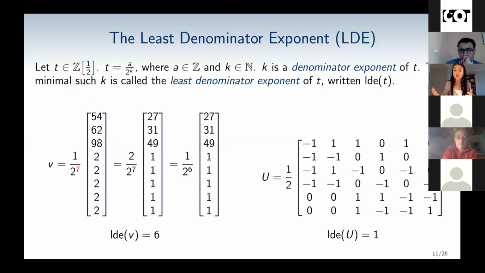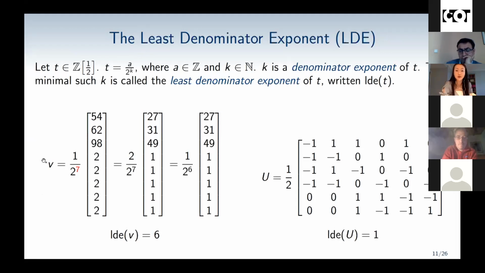But in order for me to tell you how that works, let's look at this little notation called the least denominator exponent. Consider a dyadic fraction t, of the form where the numerator is an integer and the denominator is a power of 2. Here, this exponent k is called the denominator exponent of this dyadic fraction. And since we know that we can always find a reduced form for our dyadic fraction, the minimal such k is called the least denominator exponent. Or if you think of it the other way, it's when we can no longer factor out 2 from the numerator, then we'll find the smallest such k that will give us this value.